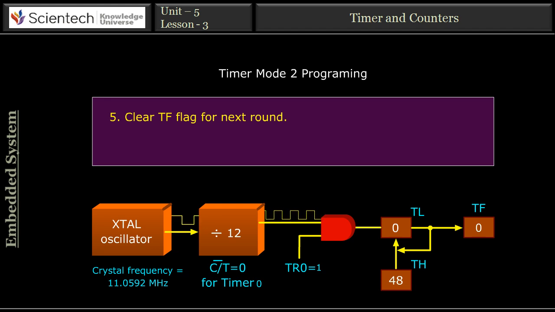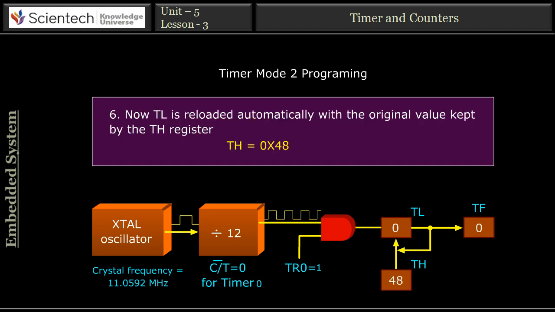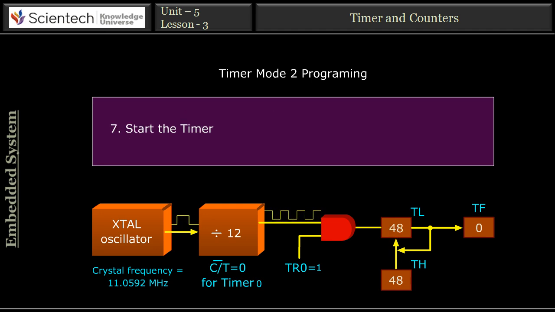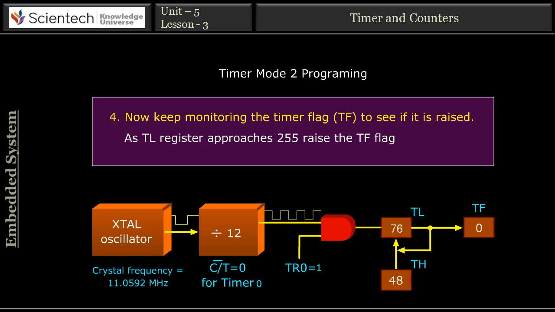After that, the TF flag gets cleared for the next round. And TL is reloaded automatically with the original value kept by the TH register, that is, 0x48. And again the timer starts. And this process gets repeated.